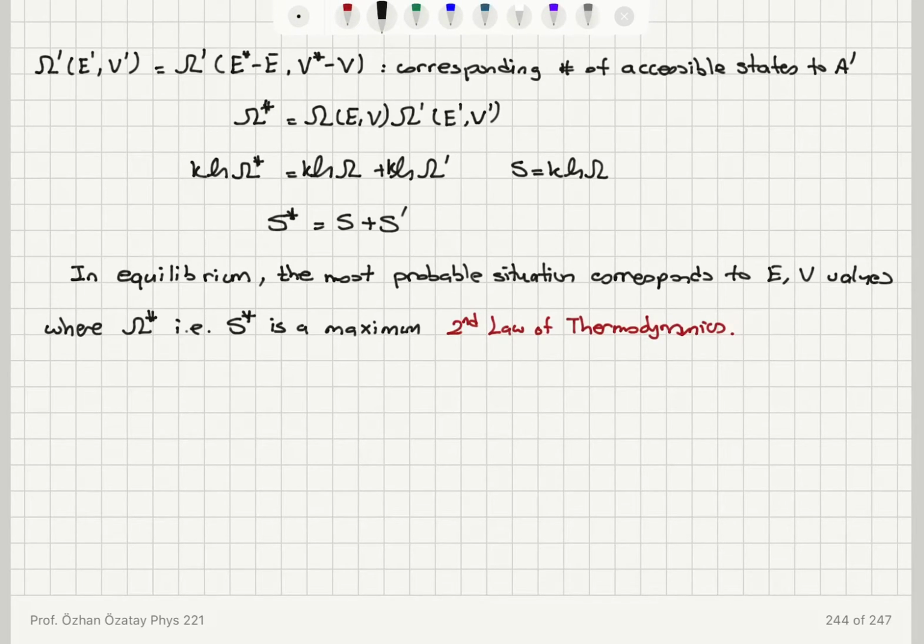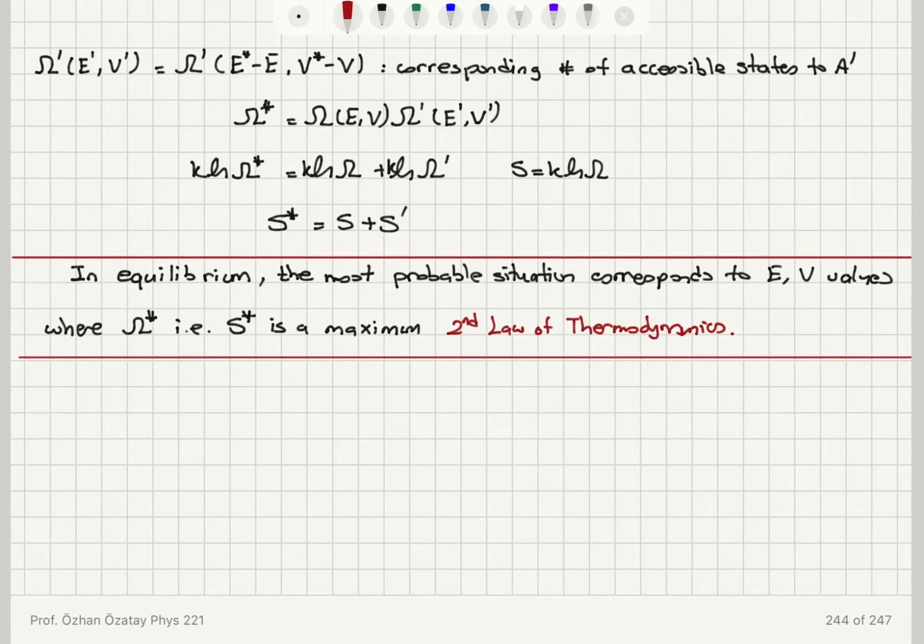We need to maximize the total number of configurations that gives us this situation. So that is basically the equilibrium situation. If you look at this equation and take its differential form, you will find that d ln omega star must be equal to d ln omega plus d ln omega prime, and for the total number of accessible states to be maximum, we need to have this to be 0. This is basically maximizing omega star.